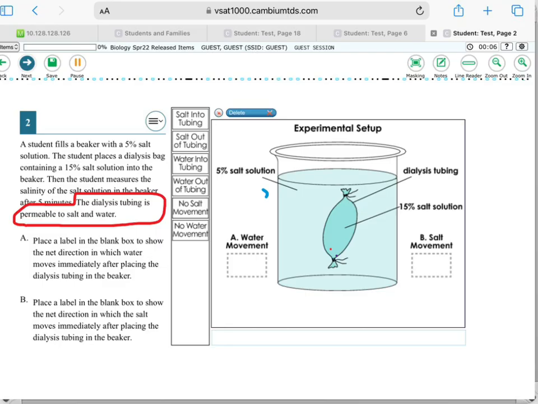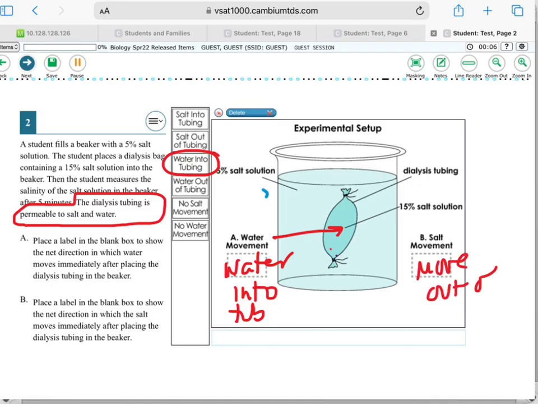Well, water is going to move into the bag. So water will move into tubing because the lower concentration of water is in the tubing. Salt, because it can also move, salt will actually move out of tubing. Salt out of tube. Okay.